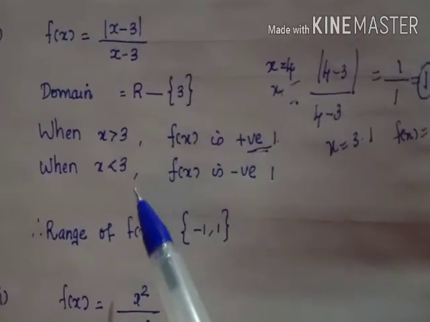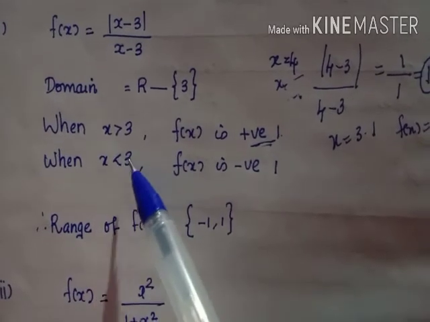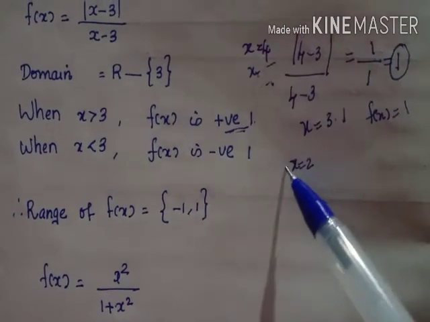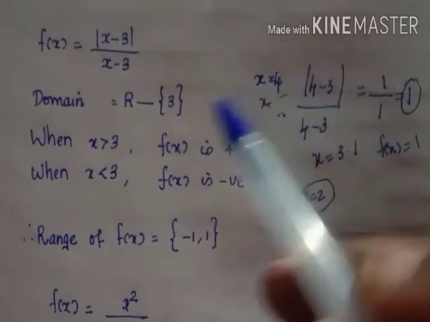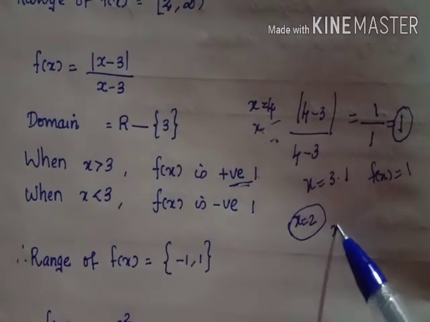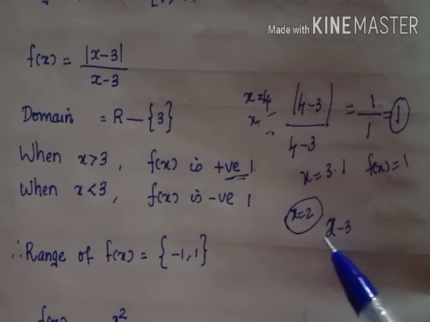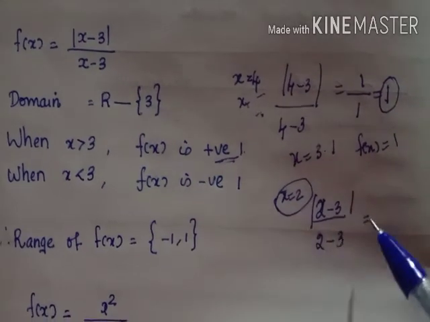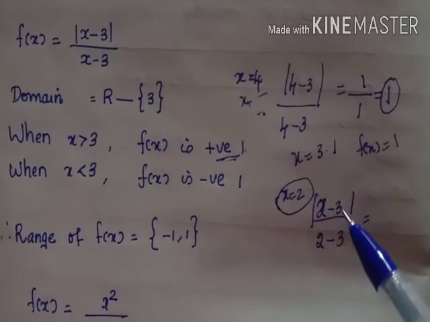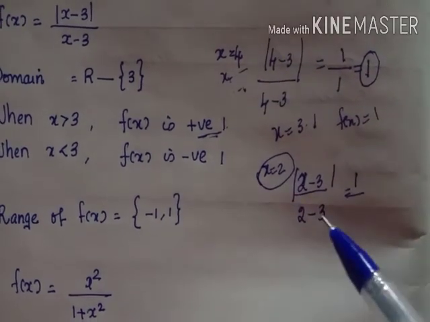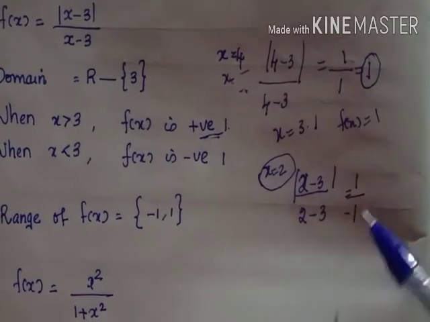Now, when x is less than 3, suppose x equal to 2. Let us take x equal to 2. Now, what is this f of x value? Modulus of 2 minus 3 divided by 2 minus 3. 2 minus 3 is minus 1, modulus of minus 1 is 1, divided by 2 minus 3, which is minus 1.